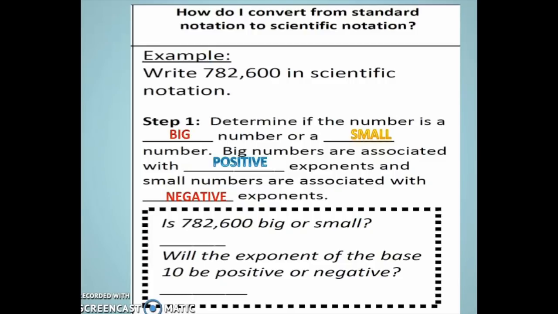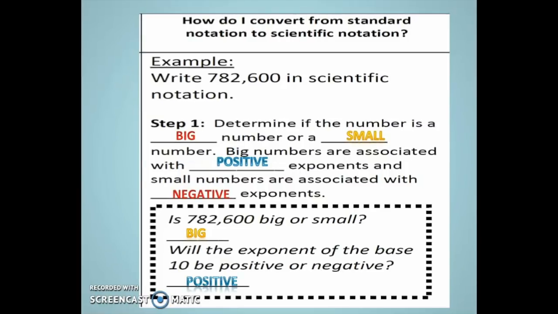So you're going to ask yourself, is 782,600 a big or small number? It's a big number. Will the exponent of the base 10 be positive or negative? If you say positive, you're correct.